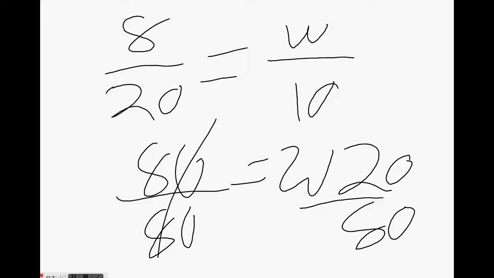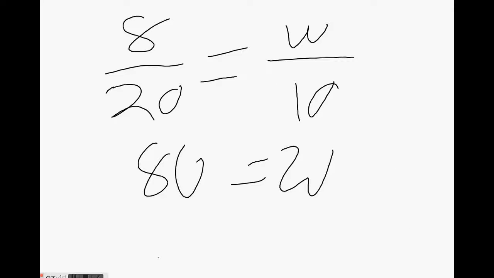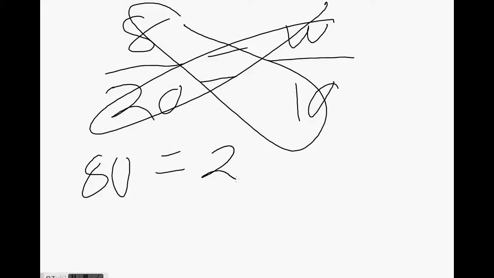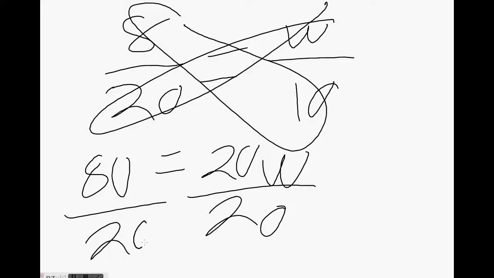And looks like I did this wrong. Hold on, let me make sure if I did this right. Hold on. Cross multiply this, right? So that's going to be 80 equals 20W. Oh yes, I was dividing it by the wrong side. I'm tired. Divide this. So 4 equals W. Alright. So that takes care of that.